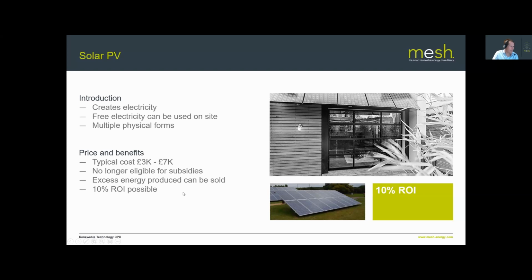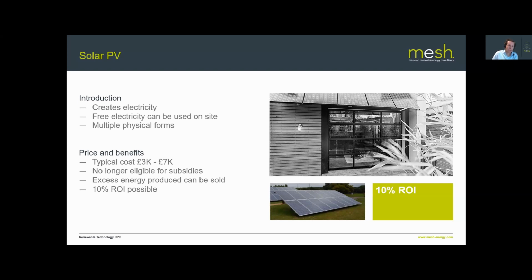Because they give such good paybacks, they're no longer eligible for the main government subsidies, although there are still some local subsidies in some areas which you can put towards solar PV. And if you produce any electricity you don't use on site, then that can be sold back to the grid. There is a requirement for electricity companies to buy that electricity from you through something called the Smart Export Guarantee. So the Smart Export Guarantee guarantees that you will be paid something for any solar energy you produce.